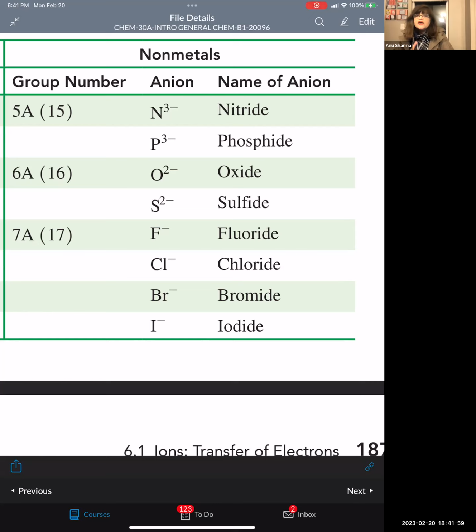Similarly, group 6A will have 2 negative charges on oxygen and sulfur. The names are oxide and sulfide.